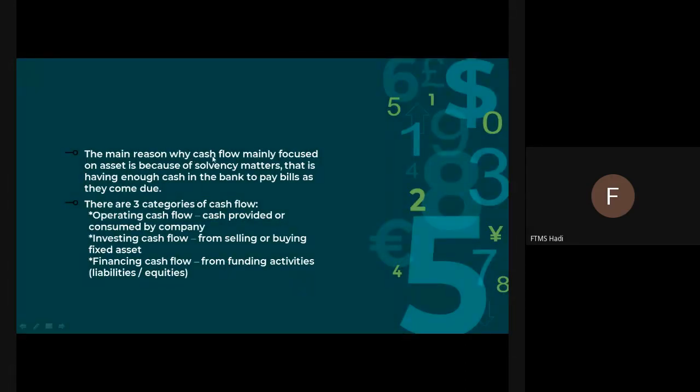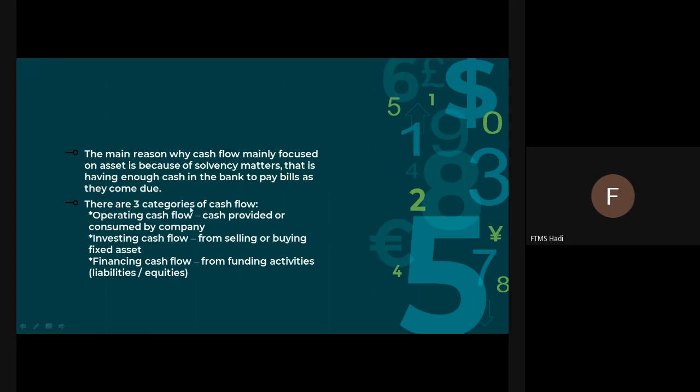The main reason why cash flow is mainly focused on asset is because of solvency matters. That is having enough cash in the bank to pay bills as they become due. That means cash is everything. Without cash, a company cannot pay everyday or current expenses, for example to pay electricity, wages, salaries, to pay anything inside the company. And sometimes cash flow can be paid outside of the company as well.